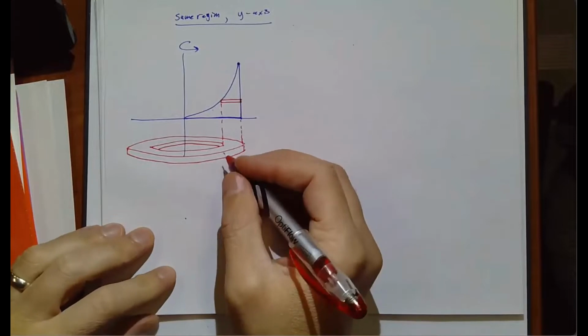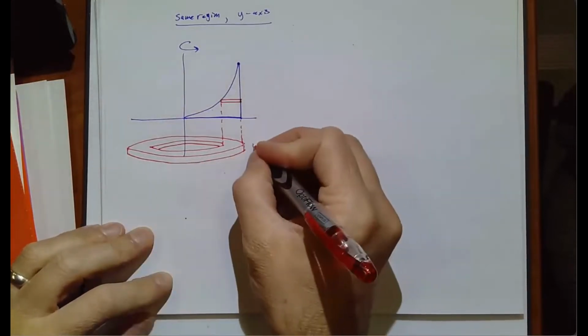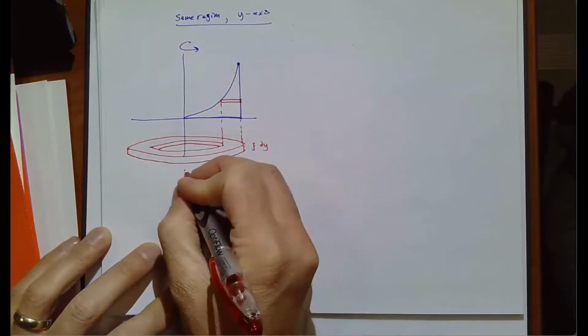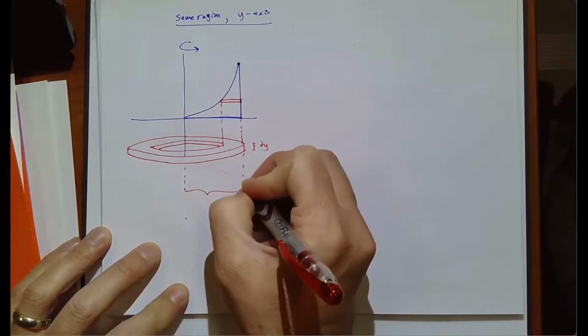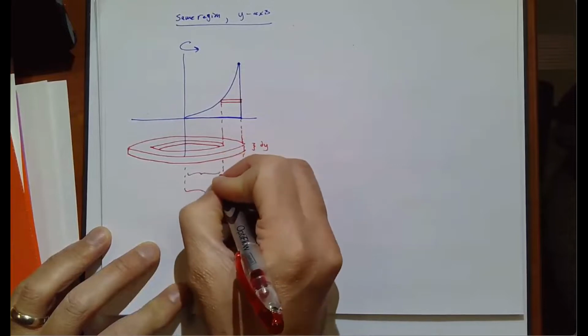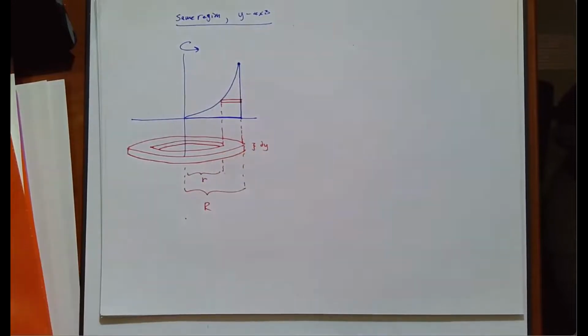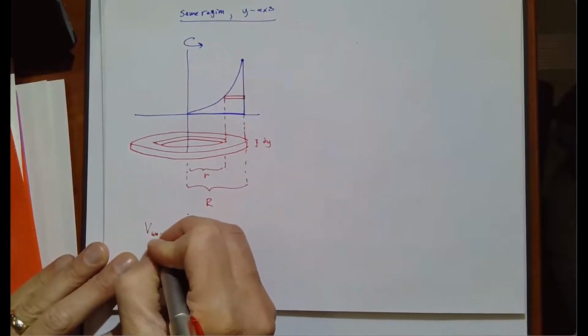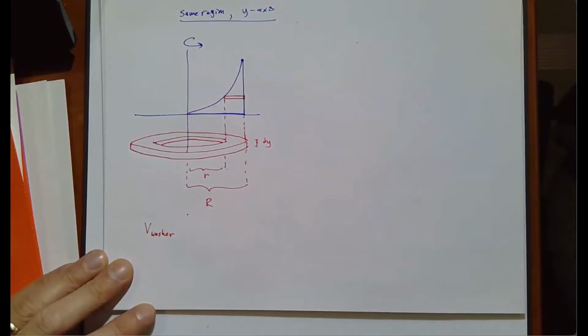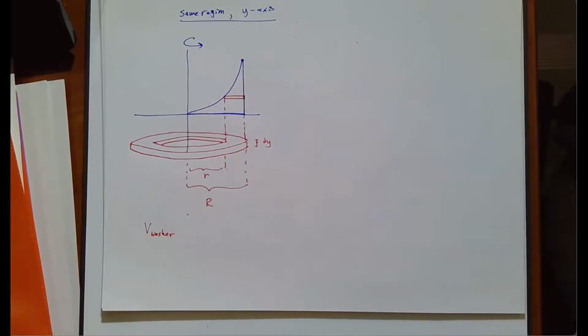And this washer has a little thickness, dy. It's got an outer radius, big R, and it's got an inner radius, little r, which we can actually find, but I'm going to be general at first. So the volume of this washer, instead of just pi r squared dx or dy, is going to be the big circle area minus the little circle area, and then times the thickness. Because we don't want all of the circle, we want the big circle and subtract out the little circle.